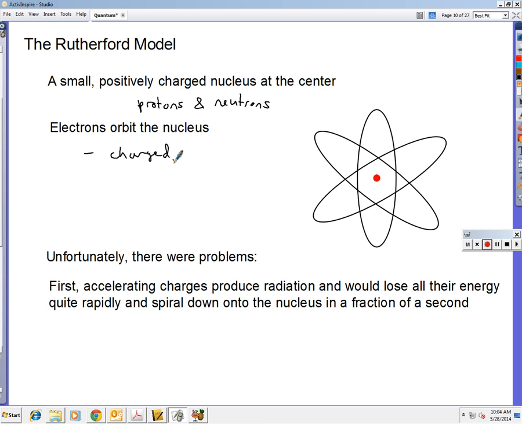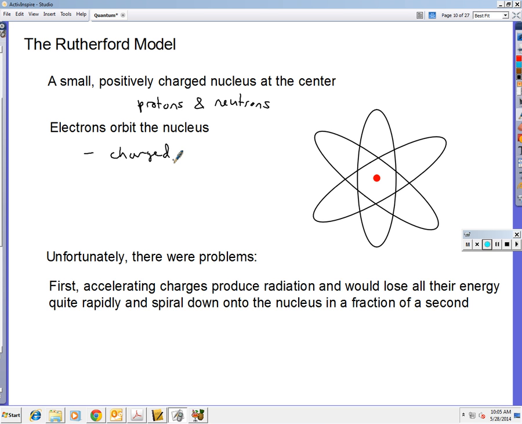But the idea is that the electrons are attracted to the nucleus, much the same way the planets are attracted to the sun, and they orbit the nucleus, again, just like the planets orbit the sun, except instead of being held by gravity, they're held by electrostatic attraction.